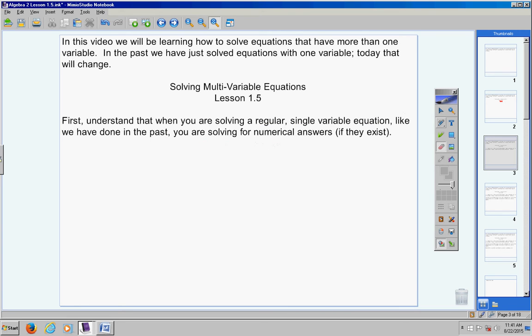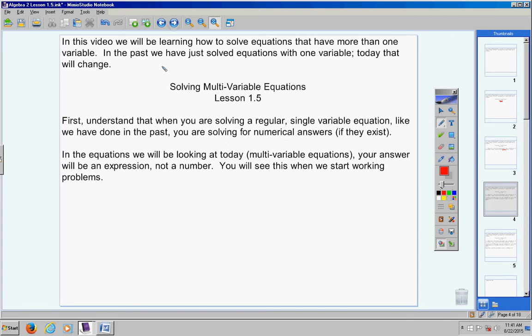Your answers were numerical. In the equations we will be looking at today, multivariable equations, your answer will be an expression, not a number. You will see this when we start working problems. For example, you might solve for x and get something like this. Okay? That's an algebraic expression. I mean, look, you solve for x. X equals this. It equals 2y minus 6a. But it's not a numerical answer. It's an expression. So the equations we're going to solve today will have answers somewhat like this.